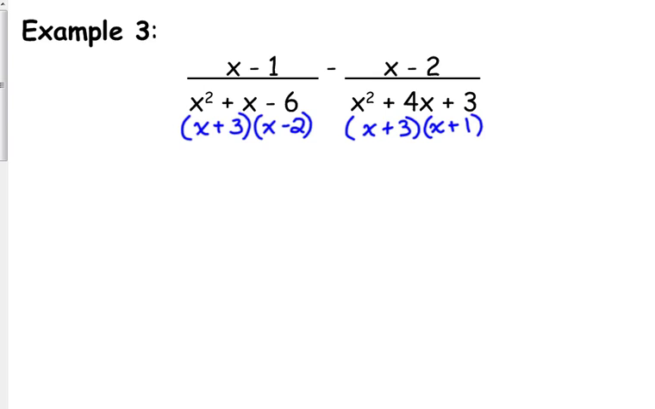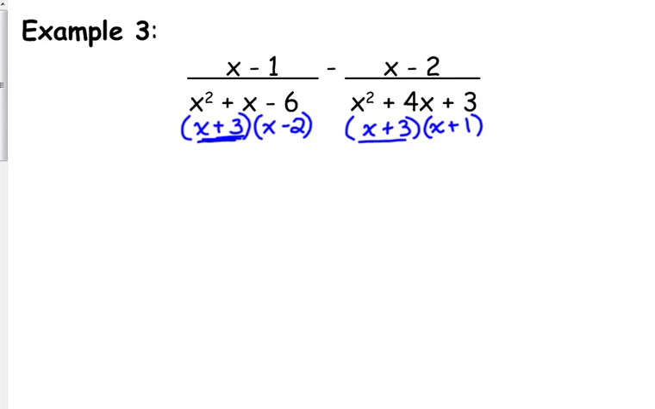Okay, and the numerators don't have anything in common with their respective denominators. Yes, I realize that x minus 2 is in the second numerator, but it's not in the same rational expression, so we can't cancel it with that x minus 2 in the first denominator. All right, so they have x plus 3 in common.